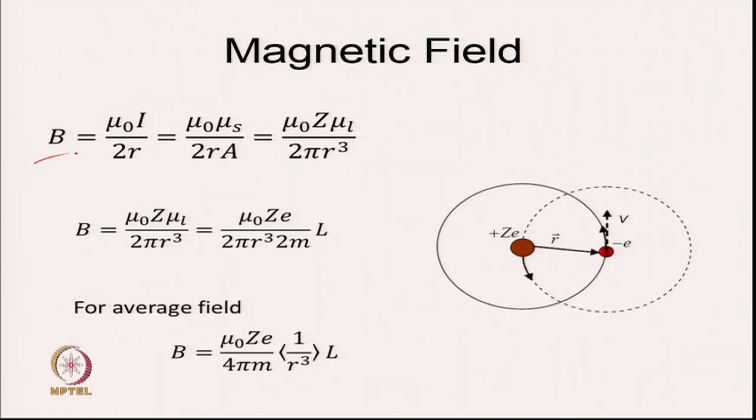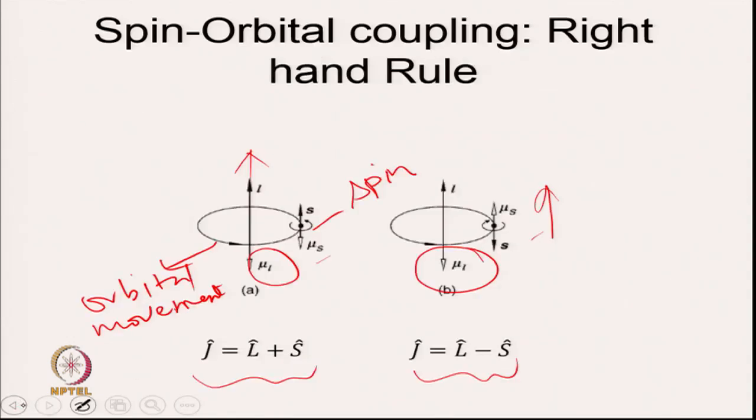So, B is equal to mu naught, where this mu naught is your permeability of the medium, into I, the current, divided by 2 R. R is this radius or distance between nucleus and electron. So, this is from Ampere's law. Okay. Now let us see what is the I.